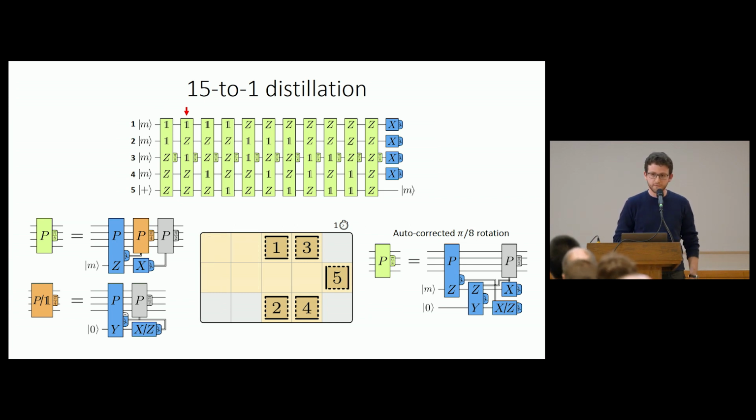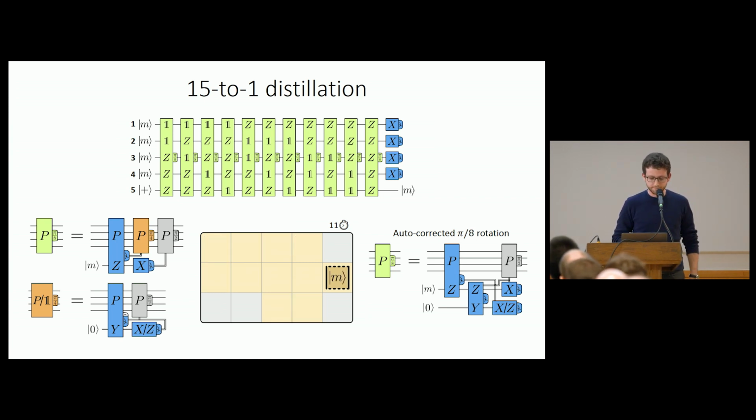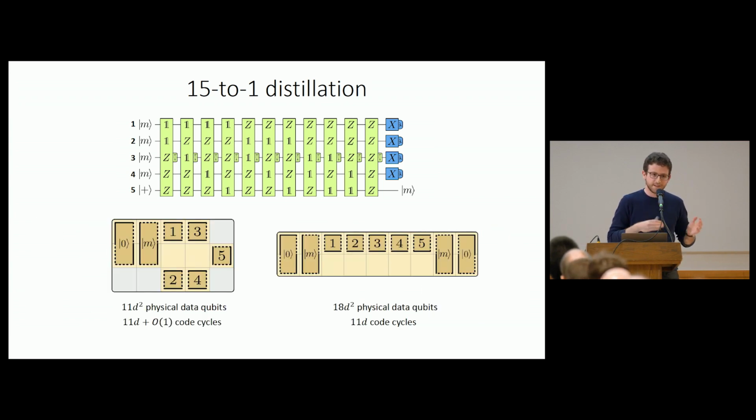And this you repeat for all of these 11 π/4 rotations until you get to the end of the circuit, where you also measure qubits 1, 2, 3, and 4 in the X basis. If all the measurement outcomes are +1, you've distilled a magic state using 11 tiles and 11 time steps. Or in other words, using 11 d² physical data qubits and 11 d plus subleading terms code cycles. By the way, if you're worried about these subleading terms, you can also use a few more tiles to make sure that it's exactly 11 d code cycles, but this may not be worth doing.